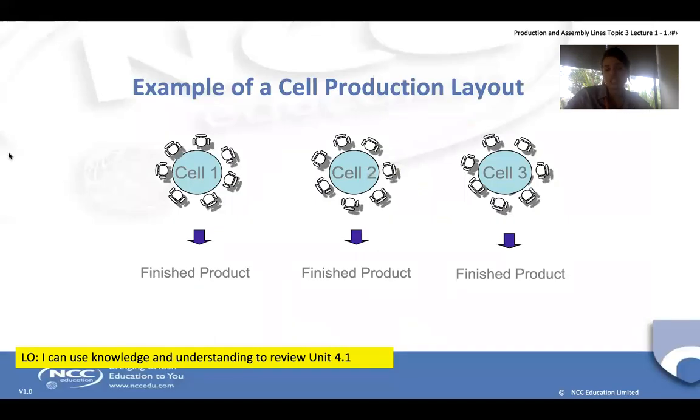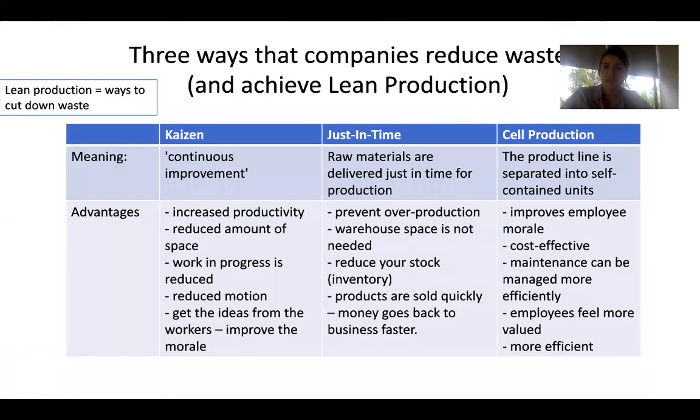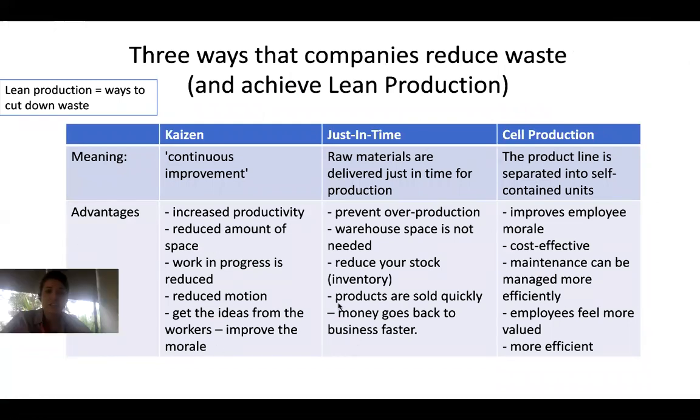And cell production, this is when you have specialists in one group, and each of these specialists contributes to one finished product each. Here are some ways that companies reduce waste, so you can have a look at the advantages. You can pause this video and have a look at each of the advantages of these forms of lean production.